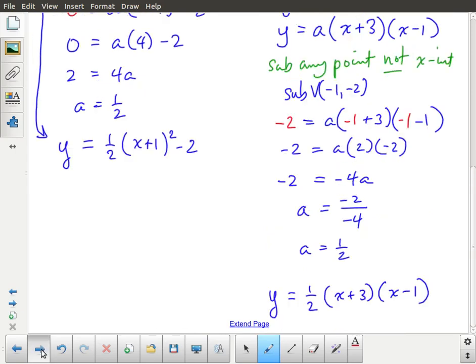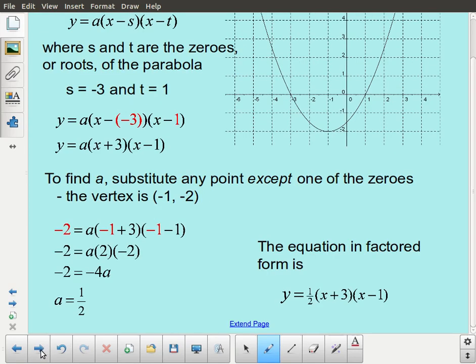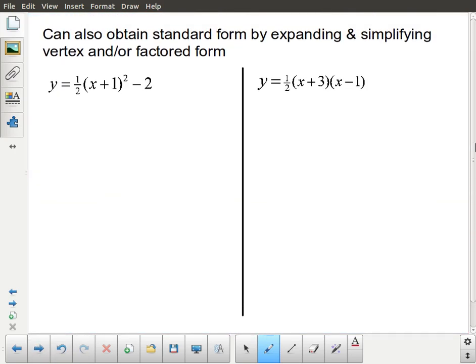If you want to see that again in the note, I've actually gone through this again, maybe in a slightly cleaner way, for both vertex form and for factored form. And then the last thing to talk about is standard form.